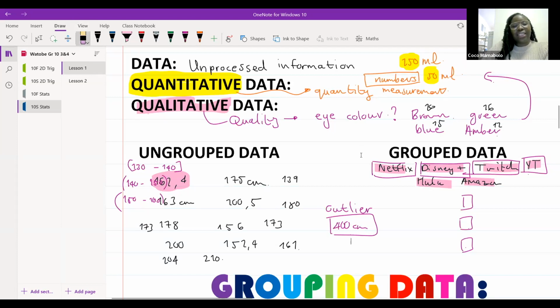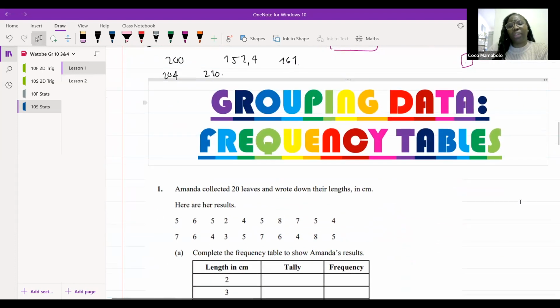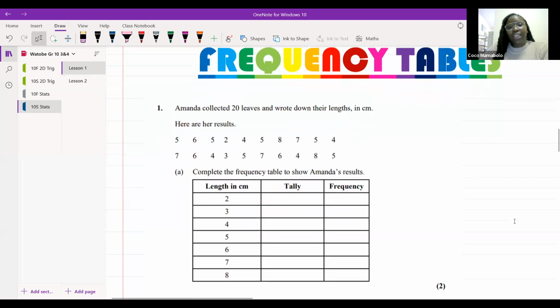Okay, so this is how we can look at the difference between ungrouped data and grouped data. So we're actually going to start grouping the data quickly. Let's look at our first example that we've got here. We're going to put everything in frequency tables. Right, let's start over here.